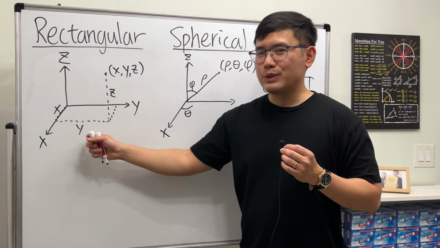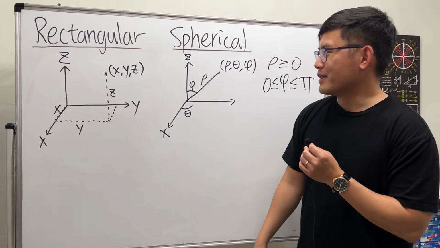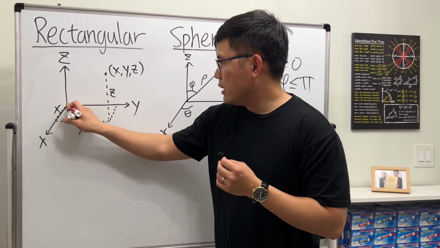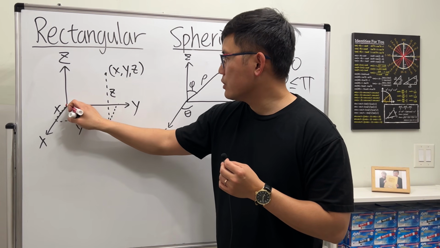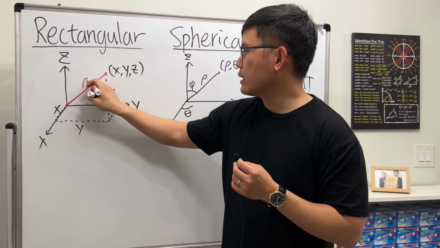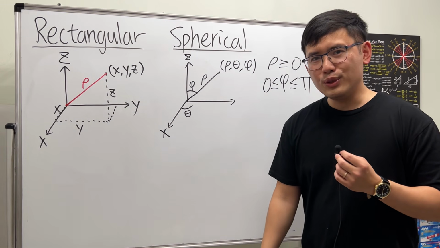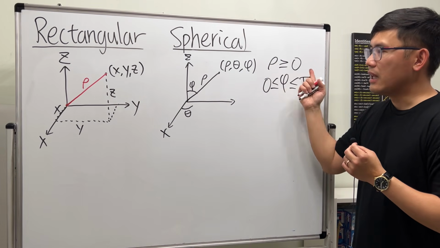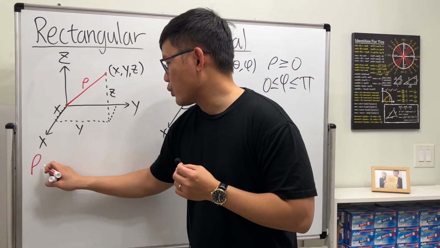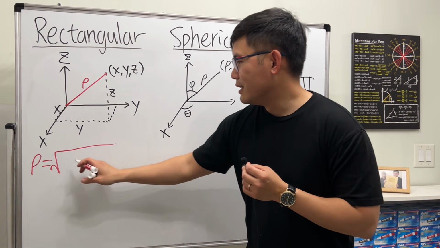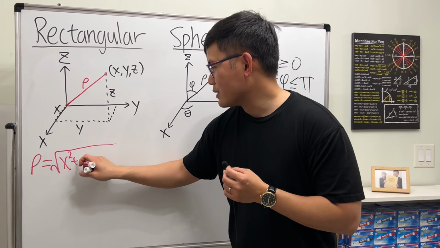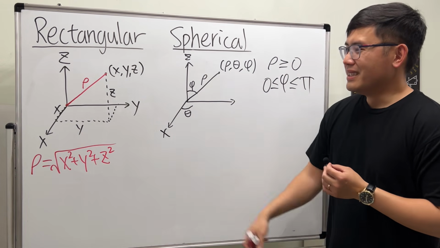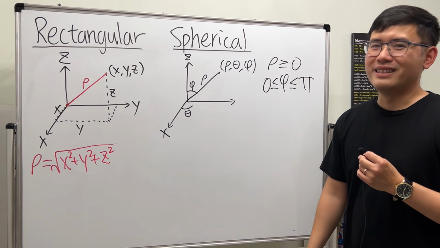Now, suppose we have a rectangular coordinate. How can we change that to spherical? First, let's talk about how we can go from the origin to this point, which is the rho that we want. Well, we can just use the 3D version of the Pythagorean theorem. But because we want the rho to be non-negative, we'll just take the positive square roots on both sides, and it's just the square root of x squared plus y squared plus z squared. It's also the distance formula in the three-dimensional space.